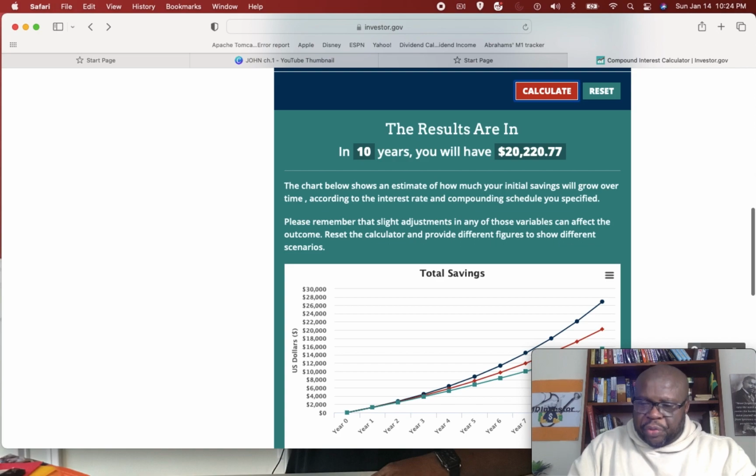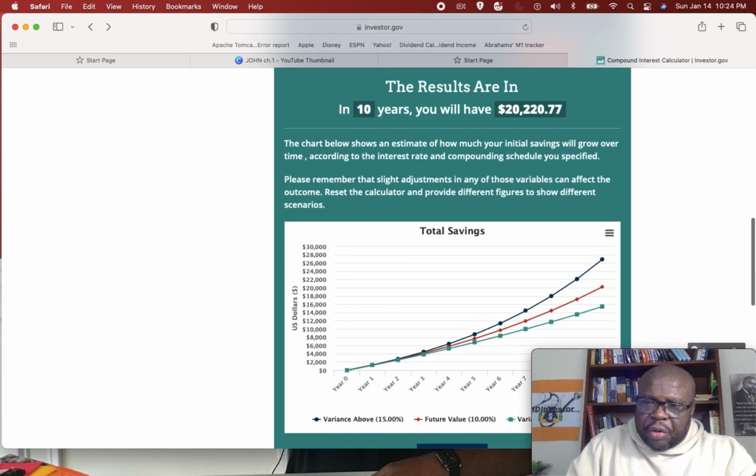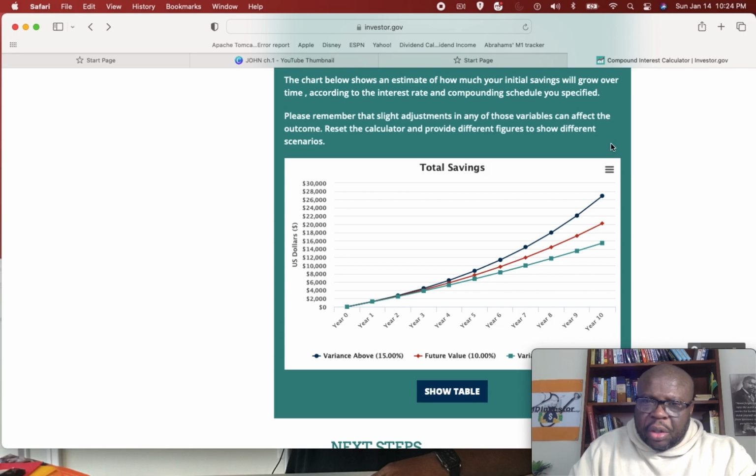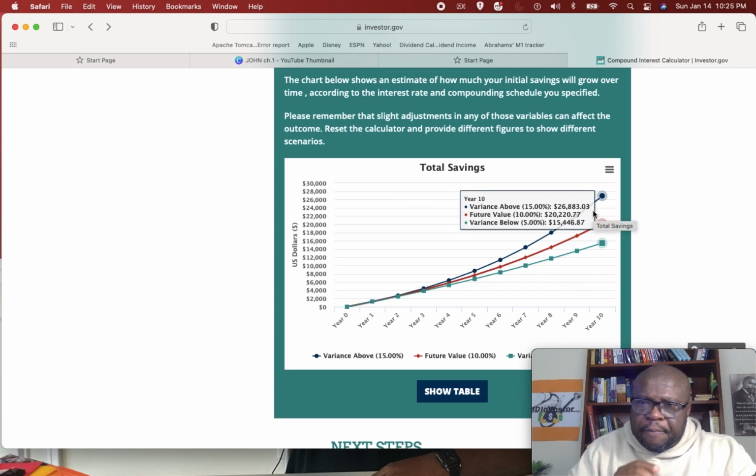So here are the results. The graph in red is going to show us if we got 10% return. That's where we'll be, right? So our future value at 10% return is going to be about $20,000. If we only got 5% return, that's going to be the light blue. We'll only end up with $15,000. That's the blue line below. If we got 15% with a higher rate of return, we'll have more money, $26,000, which obviously makes sense.